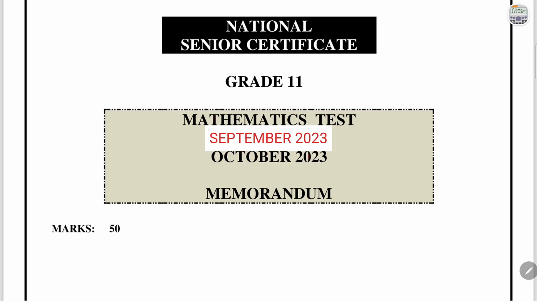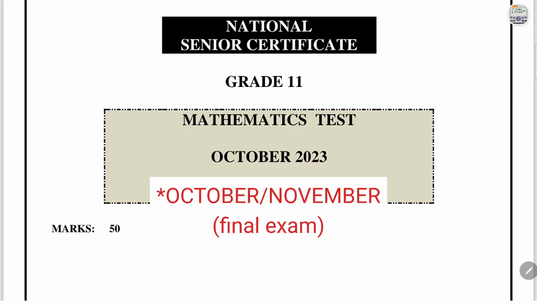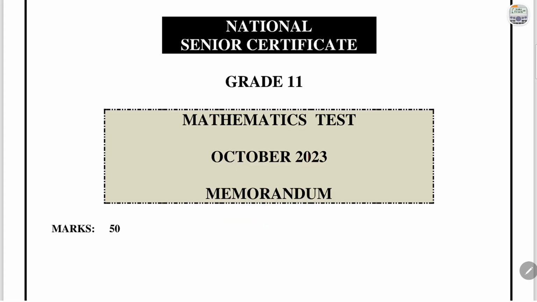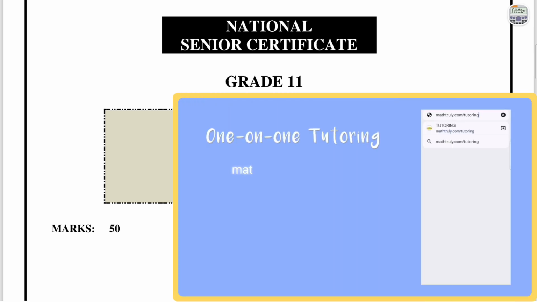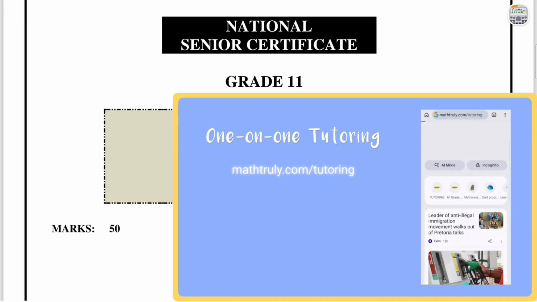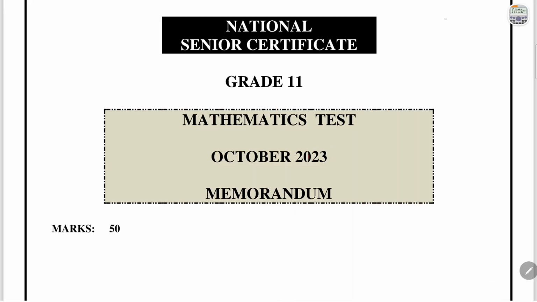I know it says October, but it's probably a September paper because this paper is only worth 50 marks and the time allocated is 1 hour. Normally, if it was a grade 11 November exam, there would be two papers, each worth 150 marks, and the time allocated would be 3 hours. So that was probably a misprint. That is the paper we're going to be working on, so let's get into this video.